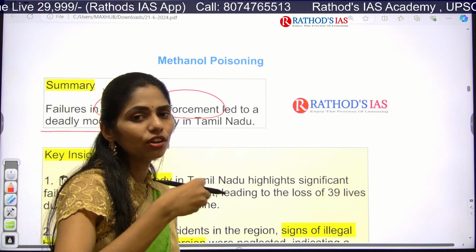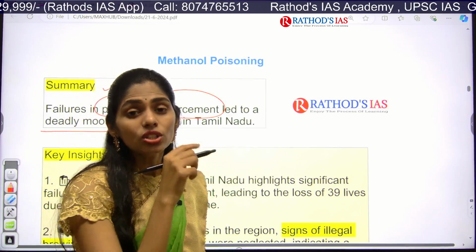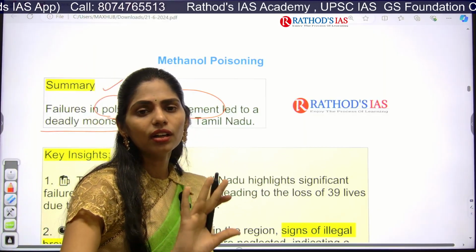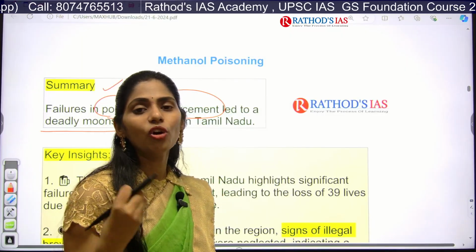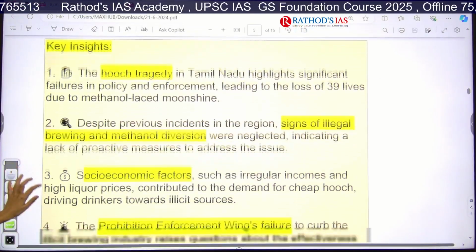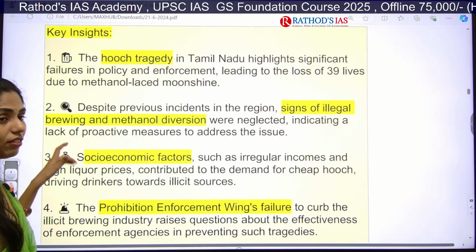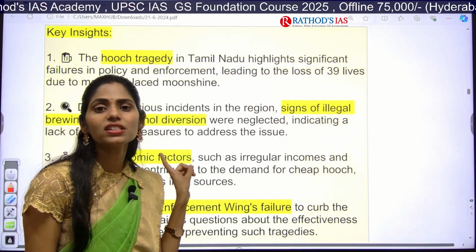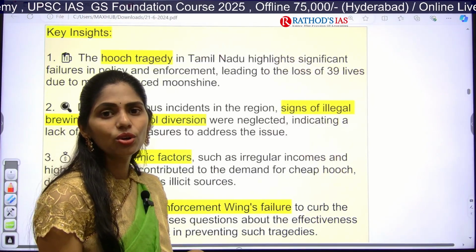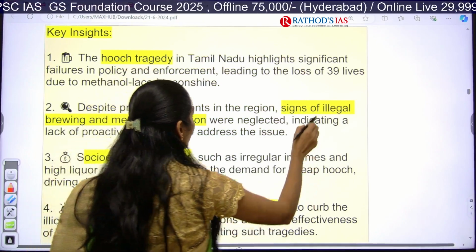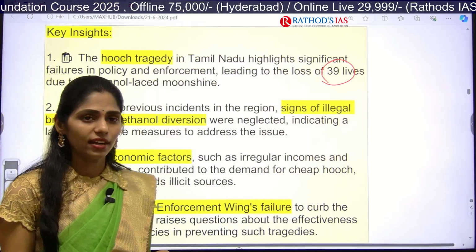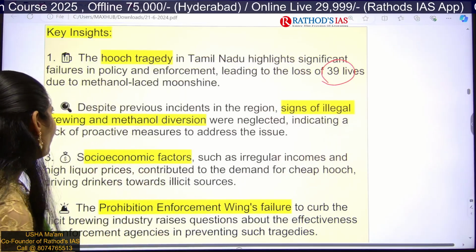After drinking this spurious liquor, 39 people died in one go, and many people are in a serious condition. We don't know how many will survive and how many will die, so we have to wait and see. The key highlight says that because of this huge tragedy, there is a significant failure in policy implementation as well as enforcement of law. There is no proper enforcement of law and policy implementation in Tamil Nadu. This is one important reason that led to the death of 39 people because of methanol-laced moonshine, or methanol poisoning of alcohol.